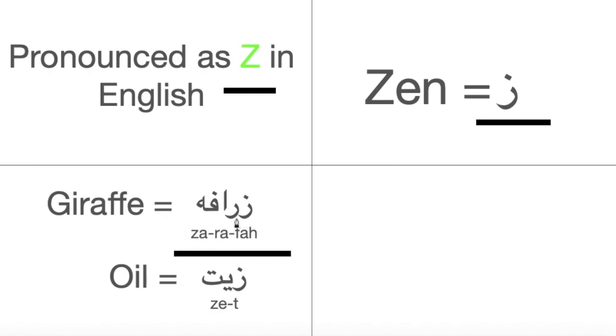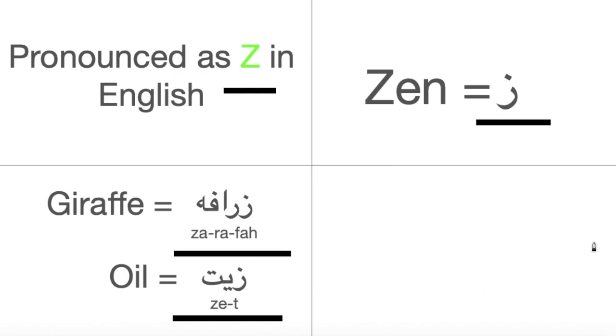Zarafa: Zayn, Re. Remember Re? We learned it before. Alif, Fi, He. Or as in Zayt. Zayt means oil. Zayt: Zayn, Ye, Te.